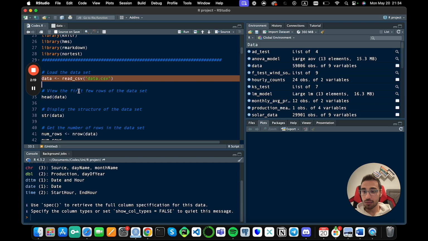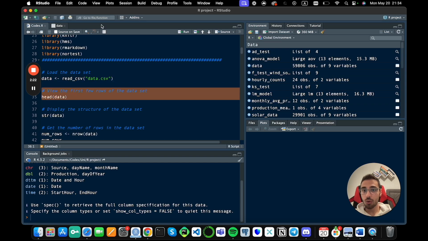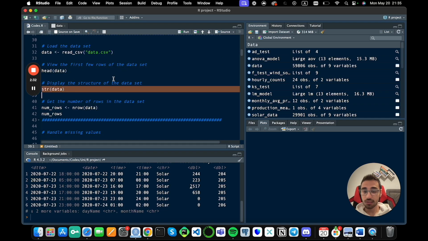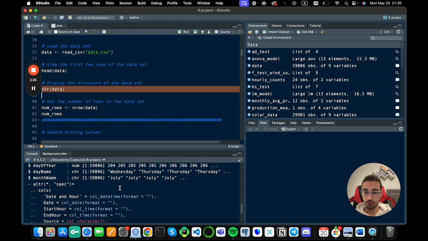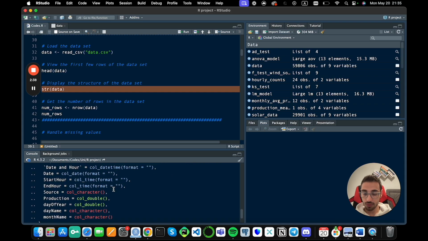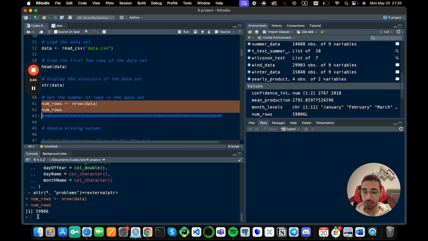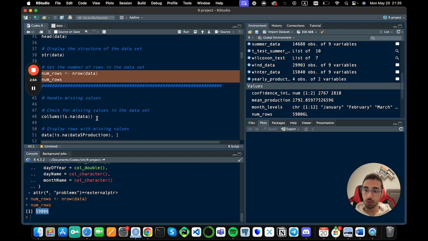And we actually saw our data there, but we can print our first 6 rows of the data here, and we can see the structure of our data sets. And when we print this one, we can see the number of records that we have. As you can see, we have almost 60,000 records. So let's go to the next step and we handle the missing values.